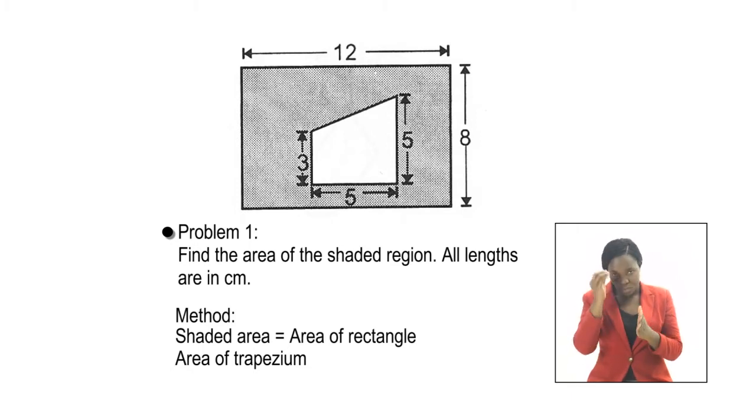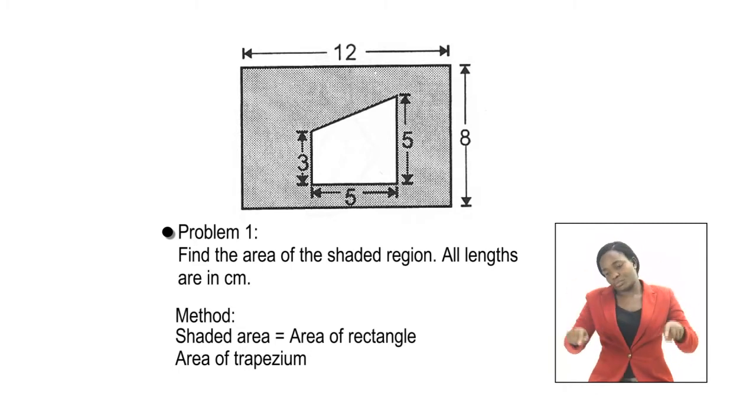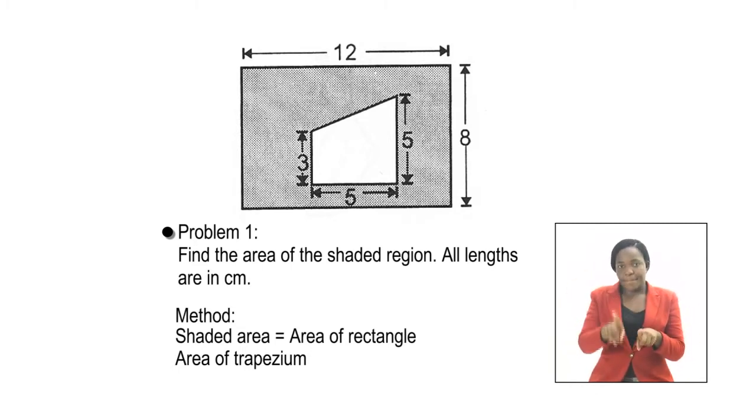Okay. First, we must look at what shapes we have. The shaded region is the background. It's a rectangle. But it excludes the white form in the foreground, which is a trapezium, if I'm not mistaken. Yes, it's a rectangle, and inside the rectangle is a trapezium. But they want the area that is inside the rectangle, but outside the trapezium. I think we have to subtract.